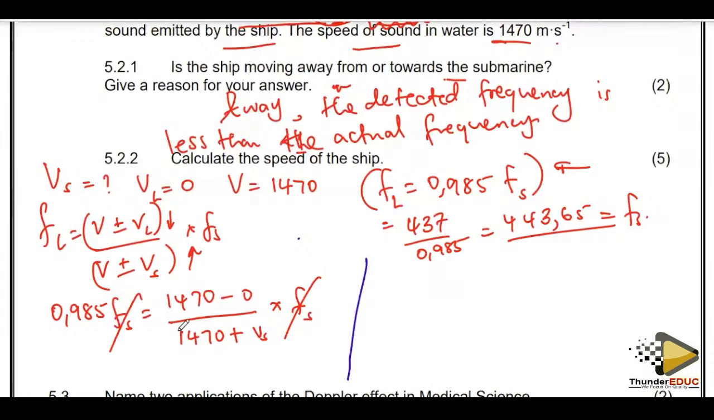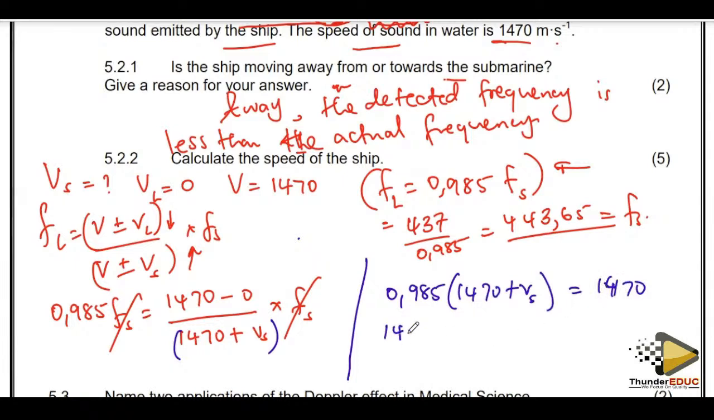Then we go into, we can do the cross multiplication. So we have the 0.985 multiplied by that. In most cases, if you want to open the brackets, please do open. I don't feel like doing that because it's going to increase my workload. So 1470 divided by 0.985 is giving me 1492.